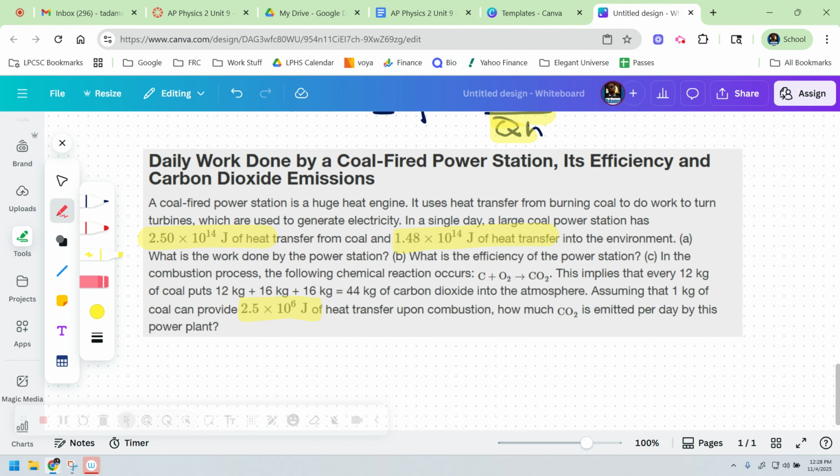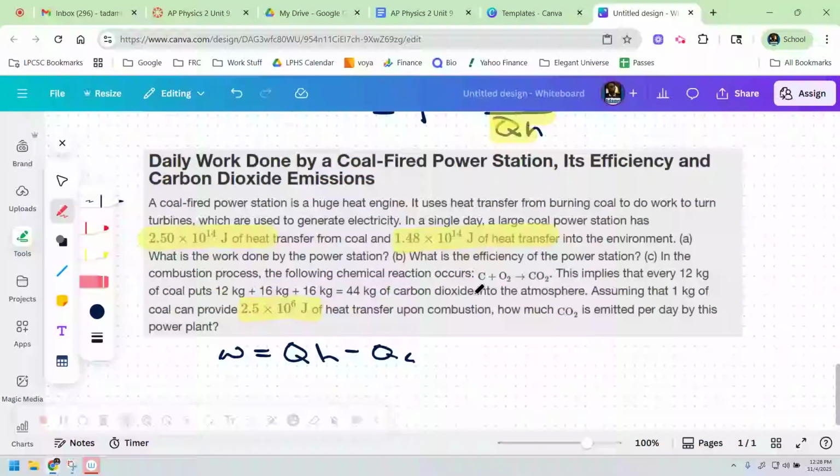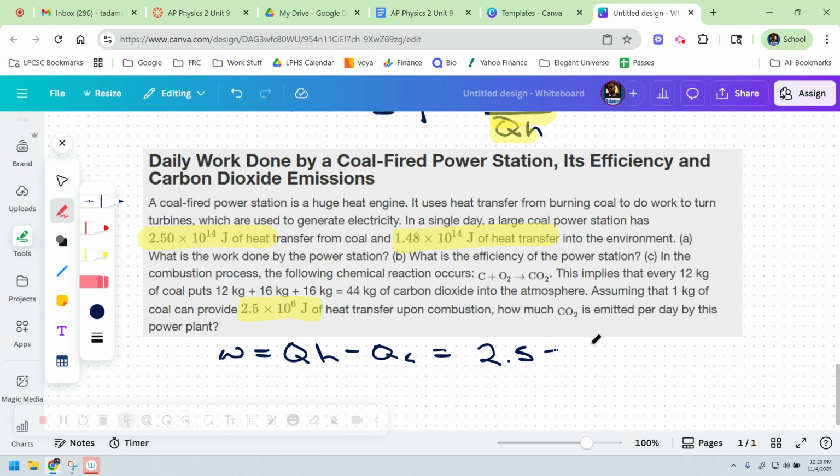Okay, so that's a lot. So let's do one thing at a time. The first thing we're going to do is part A wants to know how much work is done. So remember, work is equal to the hot heat energy, which is not the right way to say it, but that's how I'm going to say it, minus the cold heat energy. So I'm simply going to have 2.5 minus 1.48. Oh, I hate that.